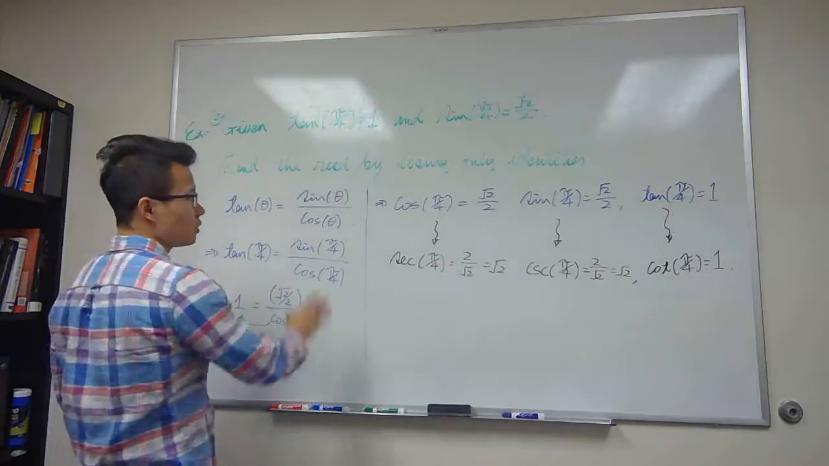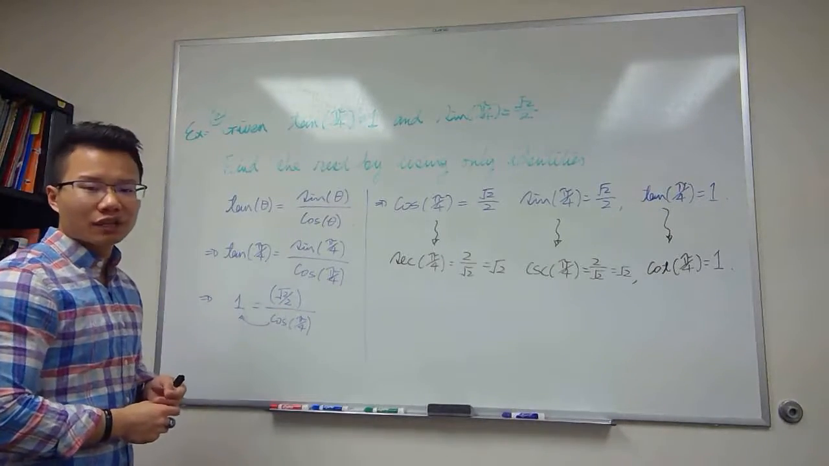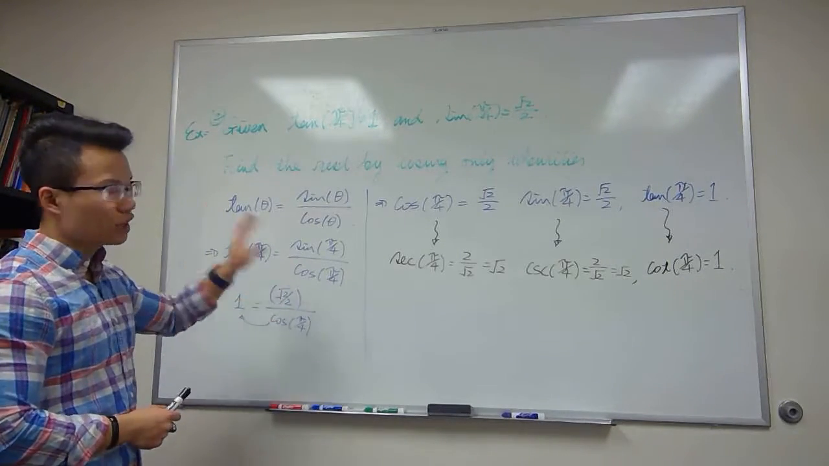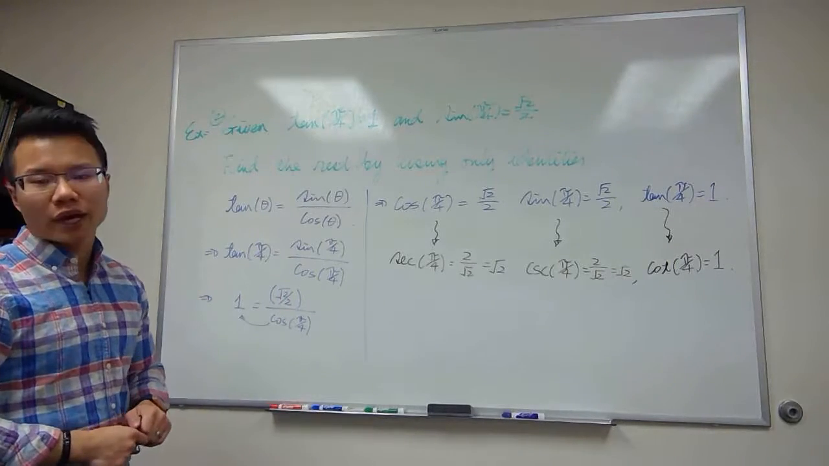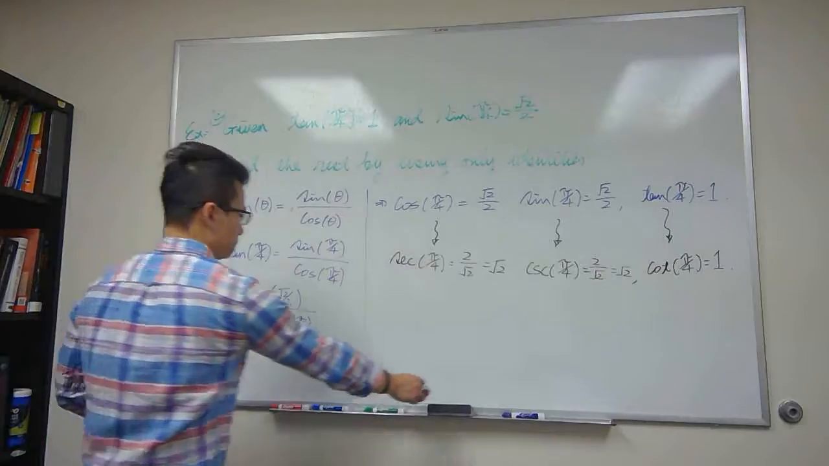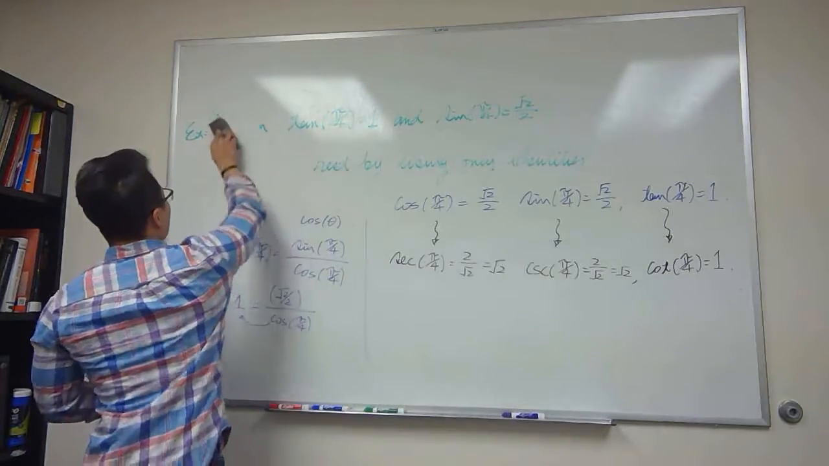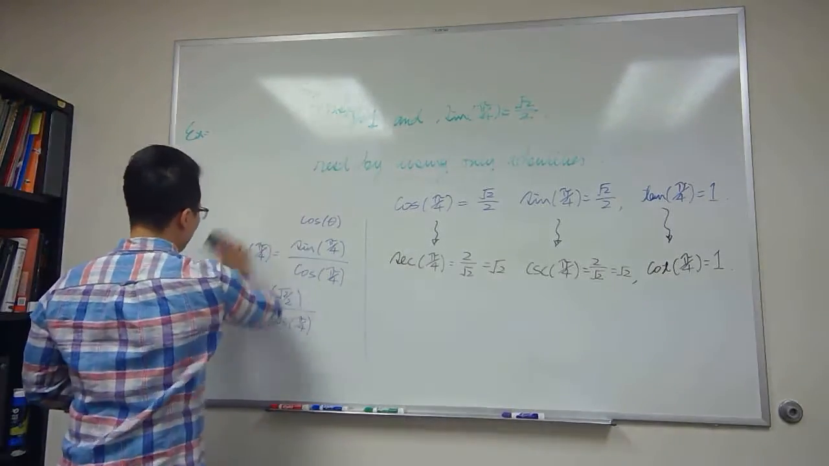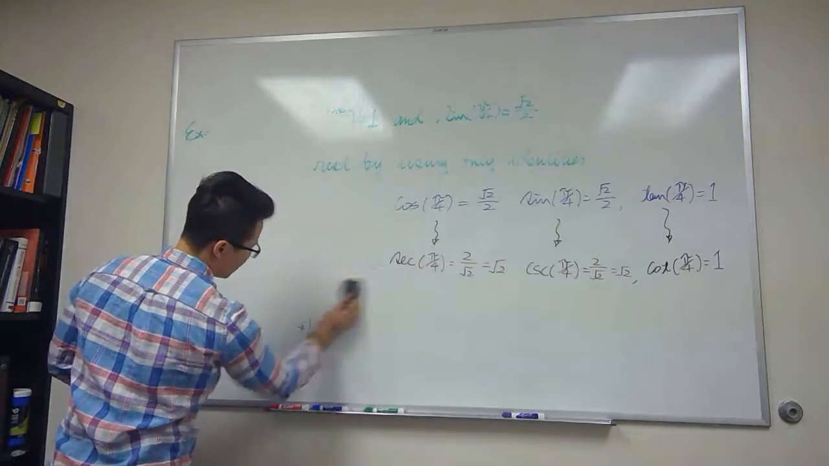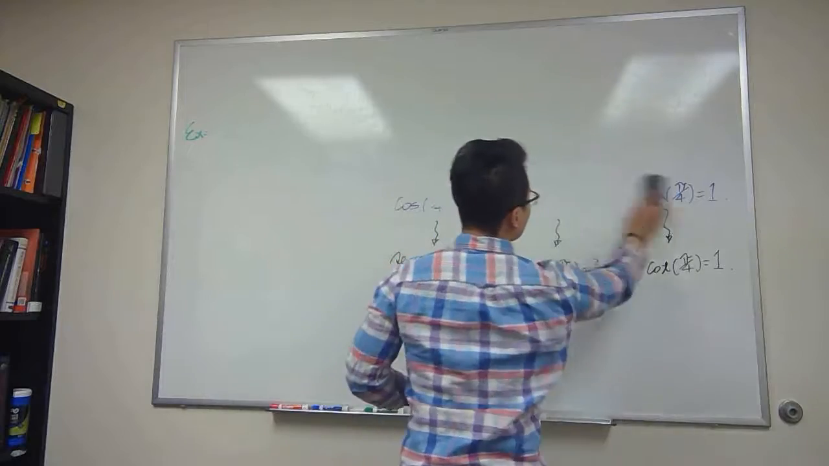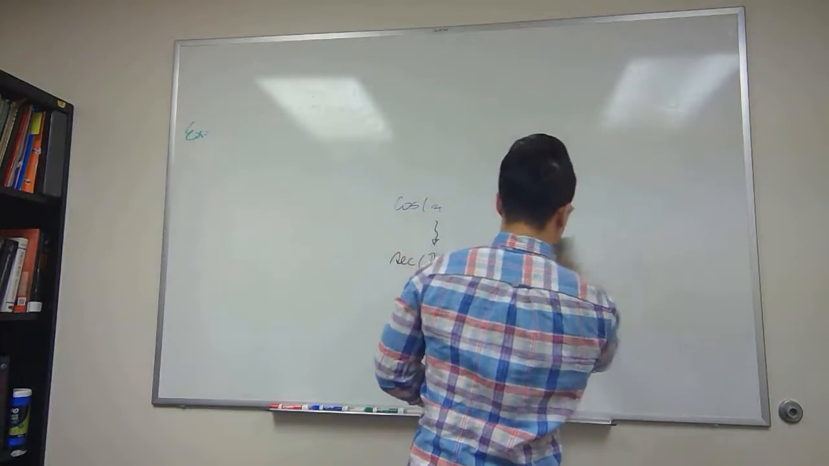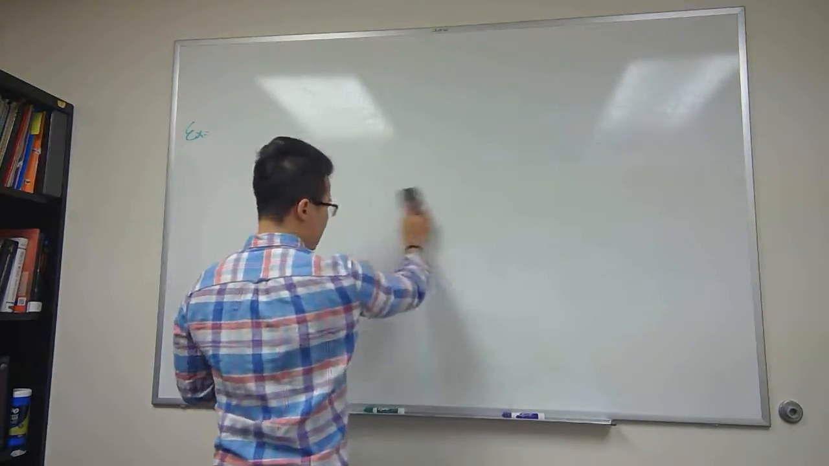So this is another method on how to do things. If you like this method, keep doing it this way. But if you prefer the triangle method, do the triangle way. And there is another topic I would really like to cover in today's lecture. It's called the cofunctions.